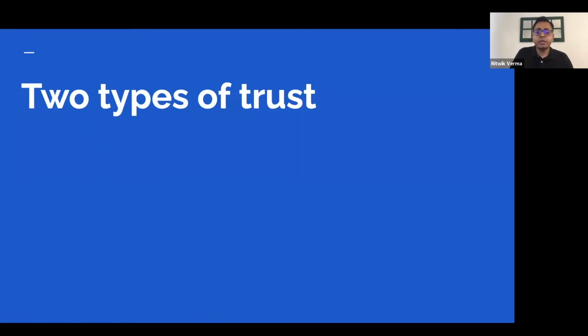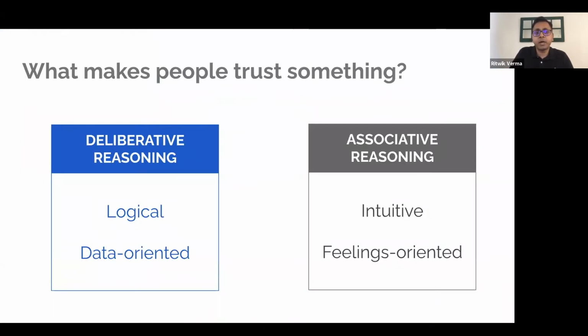Now, in order to understand how marketplaces solve for that, we first have to take a step back and understand where does trust come from? So if you look at psychological research, it says that when people are trying to make a decision of trusting something, they employ two types of reasoning: deliberative reasoning, which is based on logic, data, metrics, and associative reasoning, which is based on intuition, feelings, experience, and emotions.